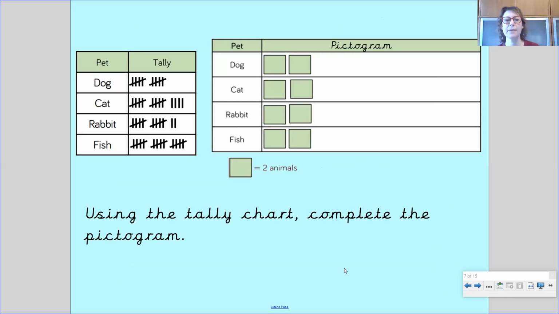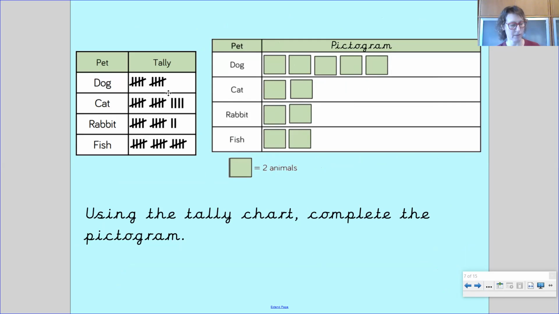Okay, so now we're going to use a tally chart to complete the pictogram. And our key is that one of these boxes is 2 animals. So our dogs, we've got 5, 10, because it's a tally, so we can count that. So we have got 2, 4. This is all a lot of going backwards and forwards, isn't it? Looking at different things and making sure we've got what we need.